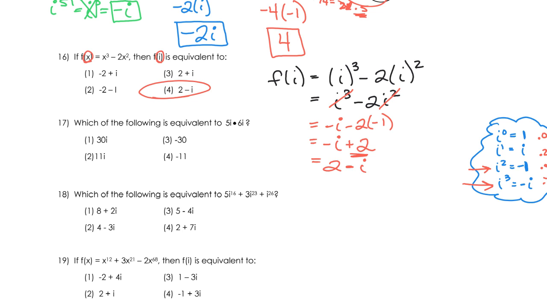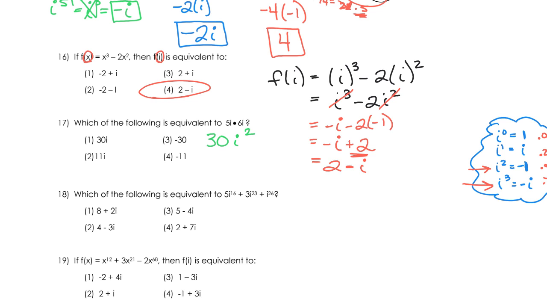Okay. All right, so let's take a look at 17. It says, which of the following is equivalent to 5i times 6i? Well, 5 times 6 is 30, and i times i is i squared. So 5i times 6i is 30i squared. Okay, so i kind of works like x does, right? x times x is x squared, so i times i is i squared.